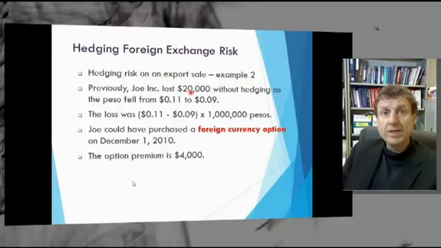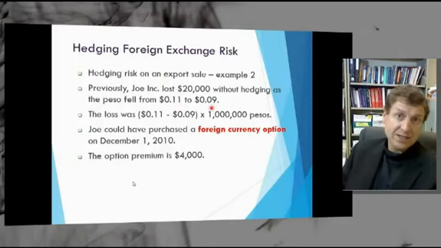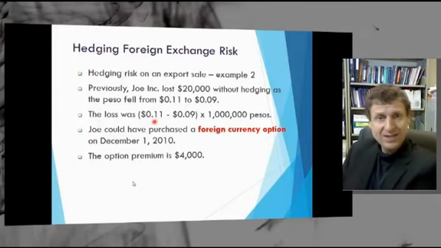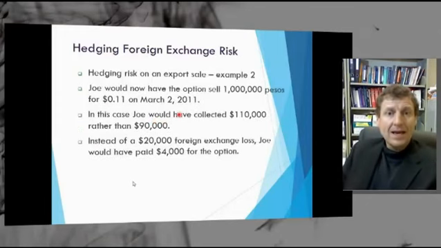So we can have a look at example 2, hedging risk on an export sale. Previously, Joe lost $20,000 without hedging as the peso fell from 11 cents to 9 cents, as I said earlier. The loss was this amount in pesos. Joe could have purchased a foreign currency option on December the 1st, 2010, and the option premium is $4,000. This option would have allowed Joe to receive 1 million pesos at the exchange rate of, hopefully, 11 cents. And the cost of that option is just a flat fee, $4,000.